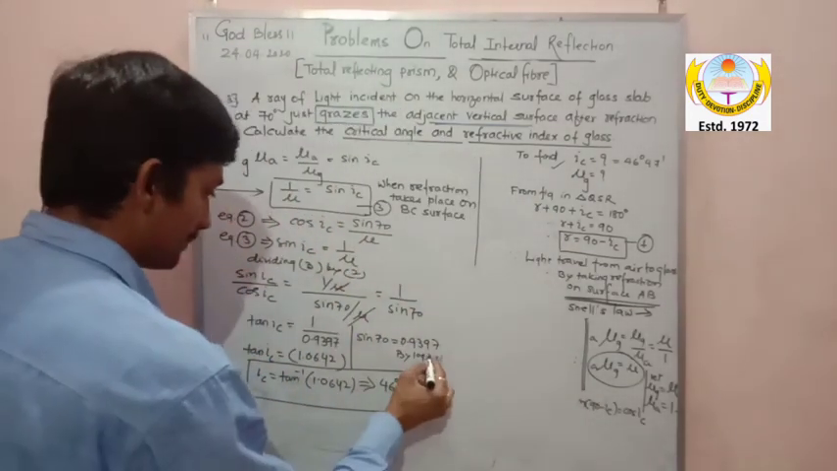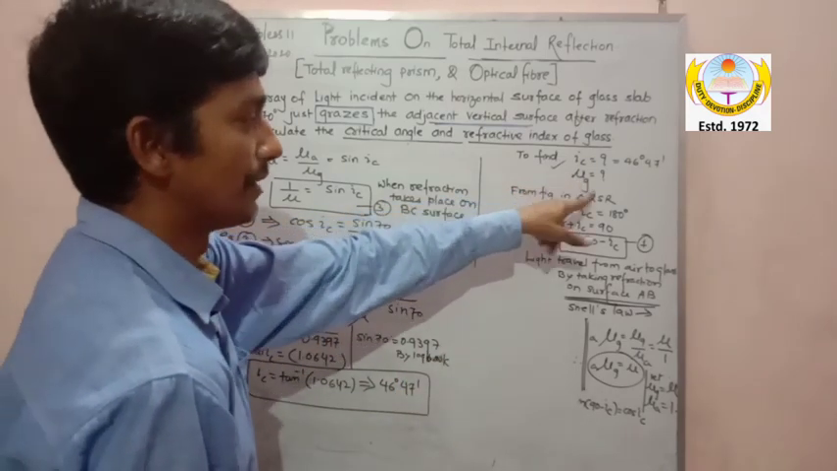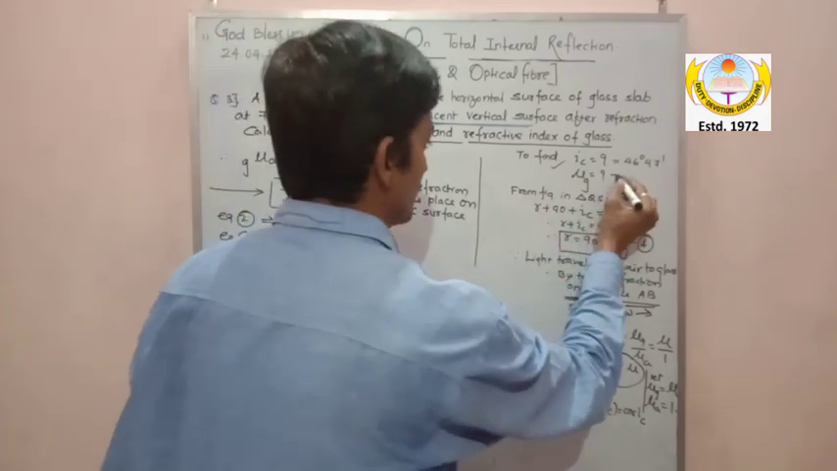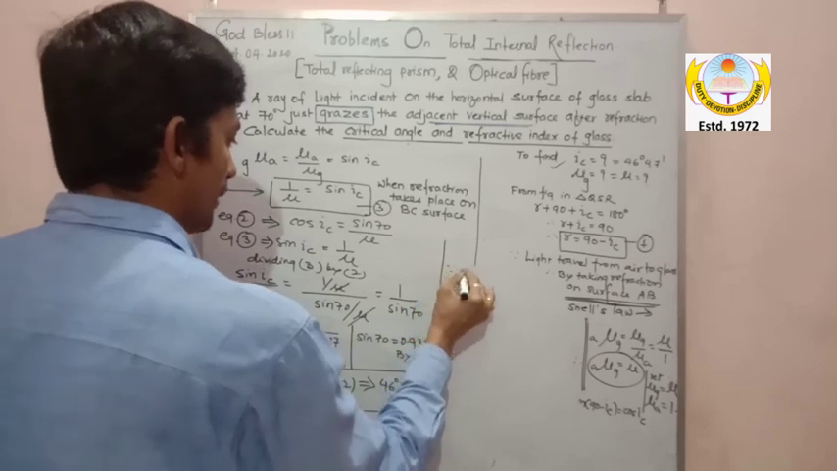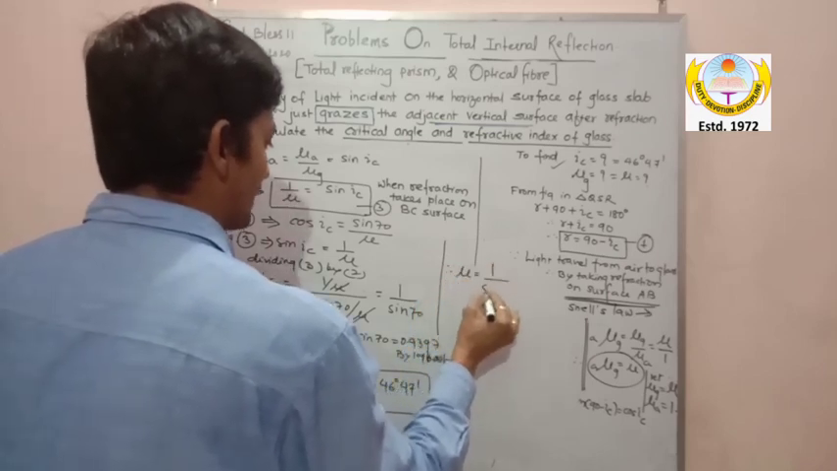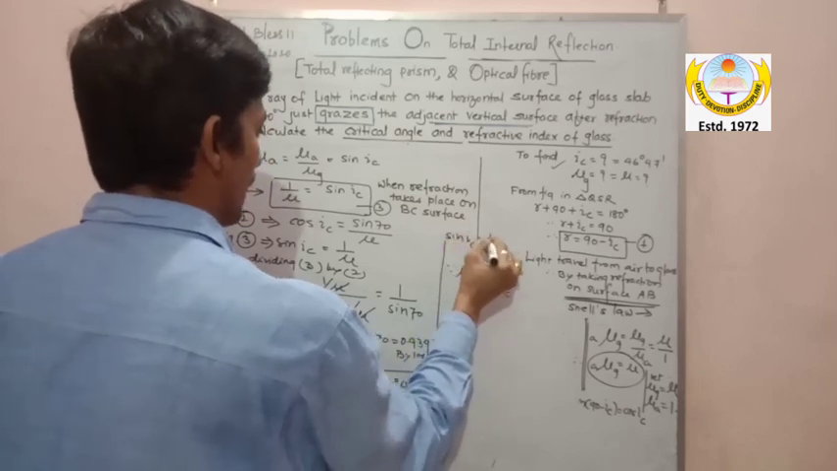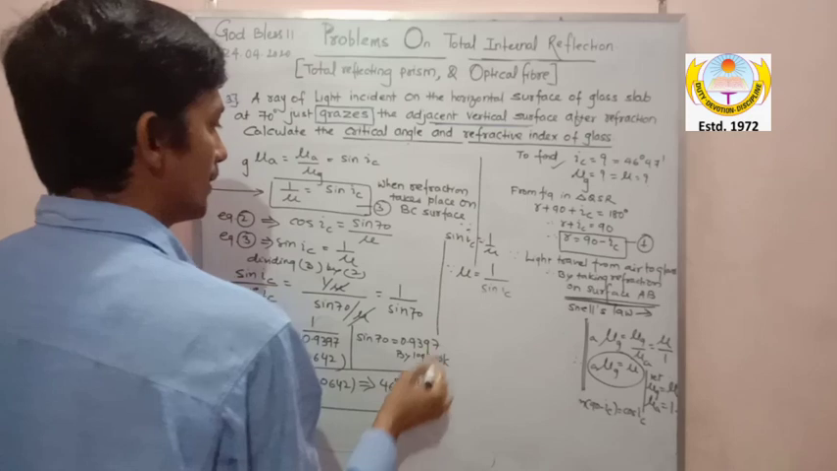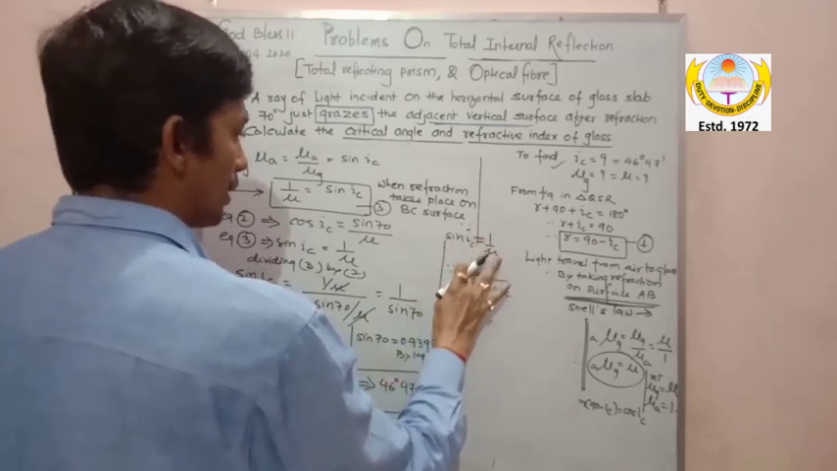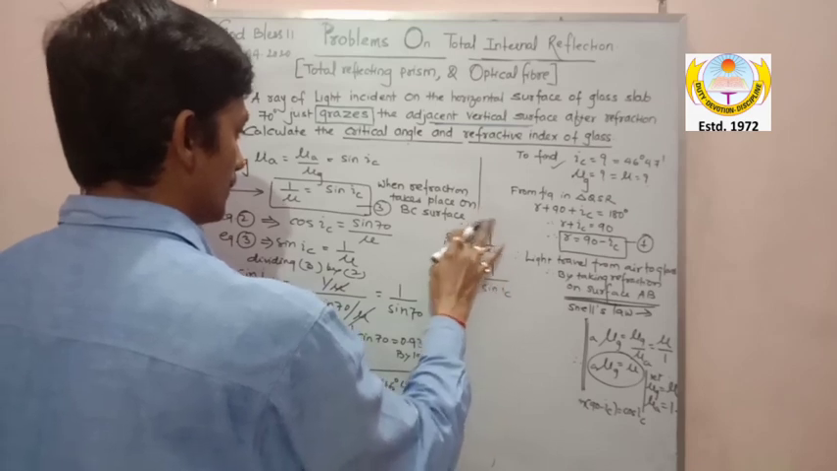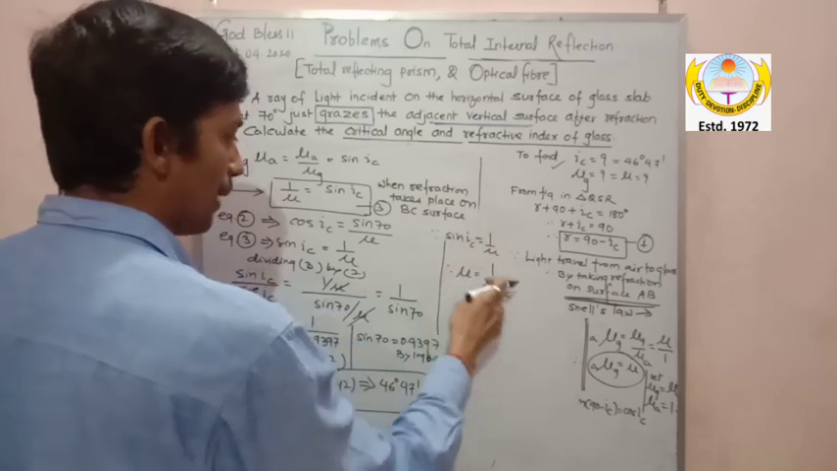Now my dear, the second step is to find mu. That is mu of g, which is nothing but mu, because mu of g is mu. So now you all know that since sin IC is 1 by mu, mu is equal to 1 by sin IC.